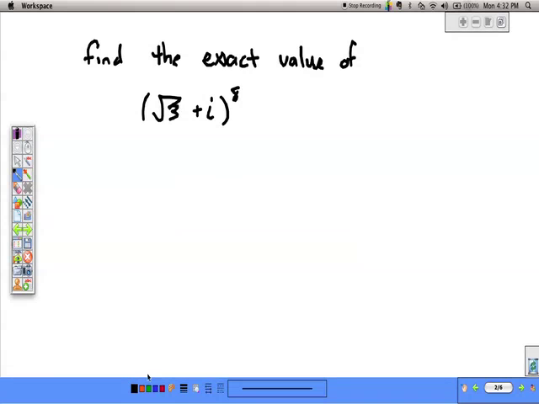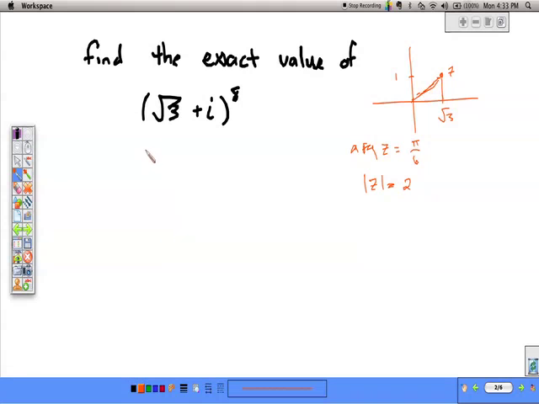What we can do is we can change this to polar form. I'm going to draw a quick sketch of it. I always like to visualize. The real part is square root 3. The imaginary part is 1. So there's my complex number. I'm looking at that triangle. So the argument, if I call that complex number z, the argument of z is going to be pi over 6. The modulus of z is equal to 2. Pythagorean theorem will find that for us.